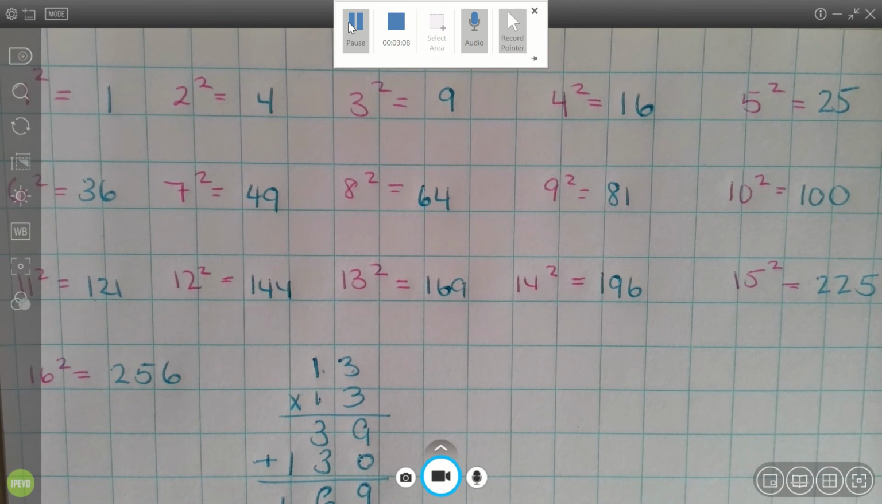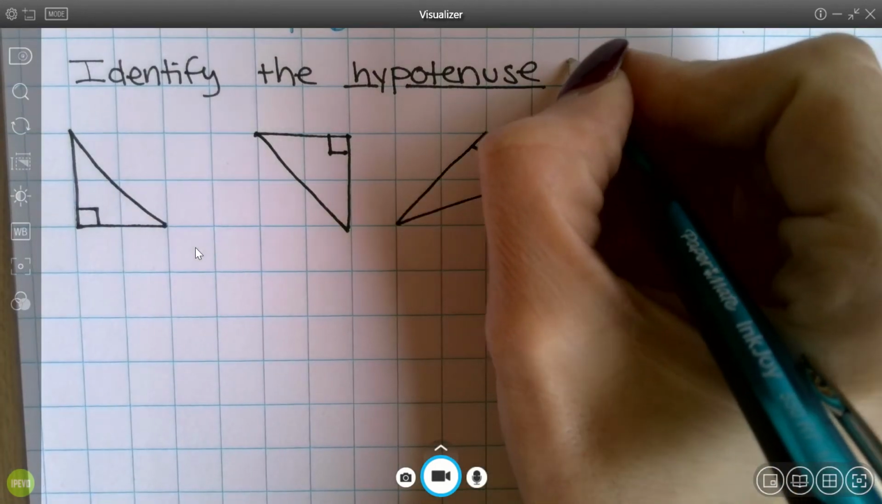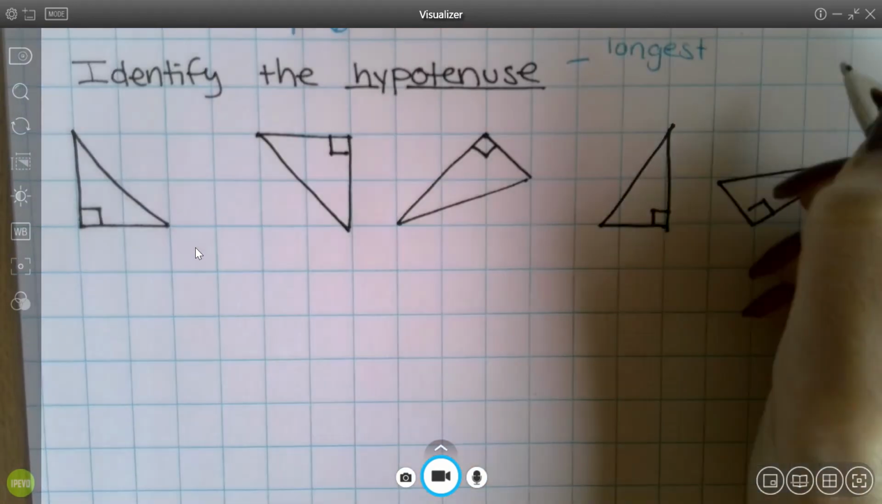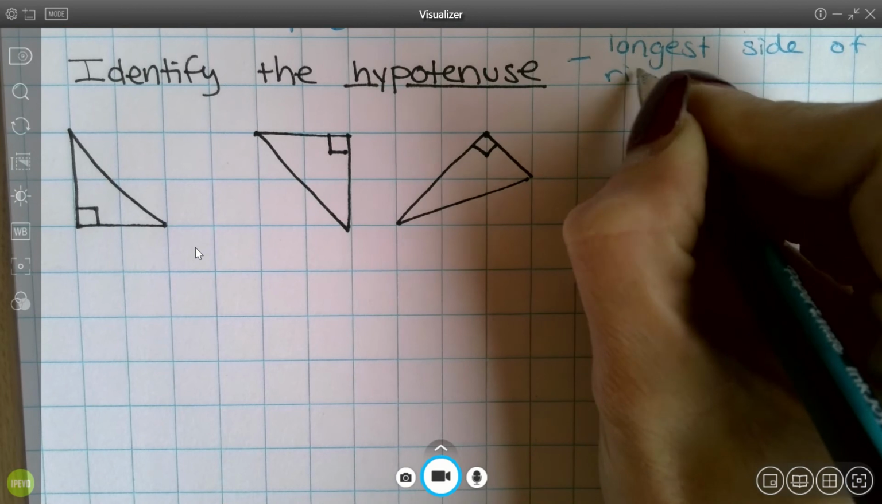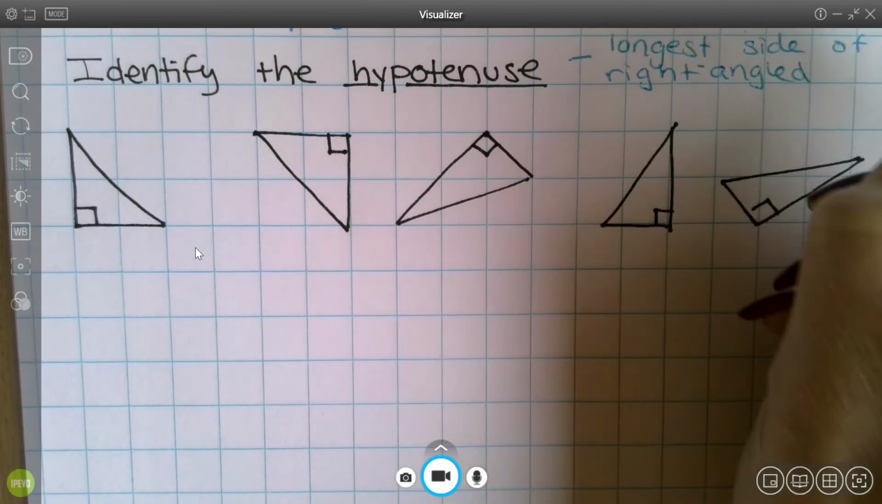So do make sure that you feel comfortable with them. Alright, the next thing we're going to try and do is identify the hypotenuse. So first we need to know what a hypotenuse is. If you think you know what it is, go ahead and pause and write it down, and then see if you get it correct. A hypotenuse is the longest side of a right-angled triangle.